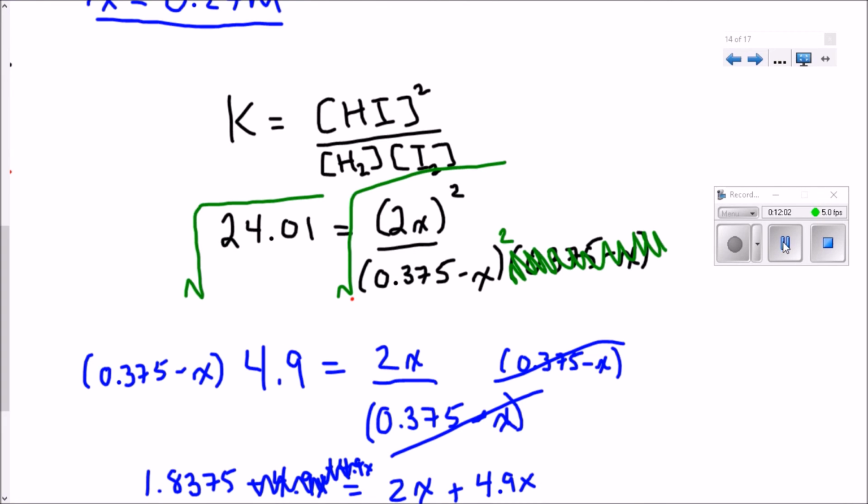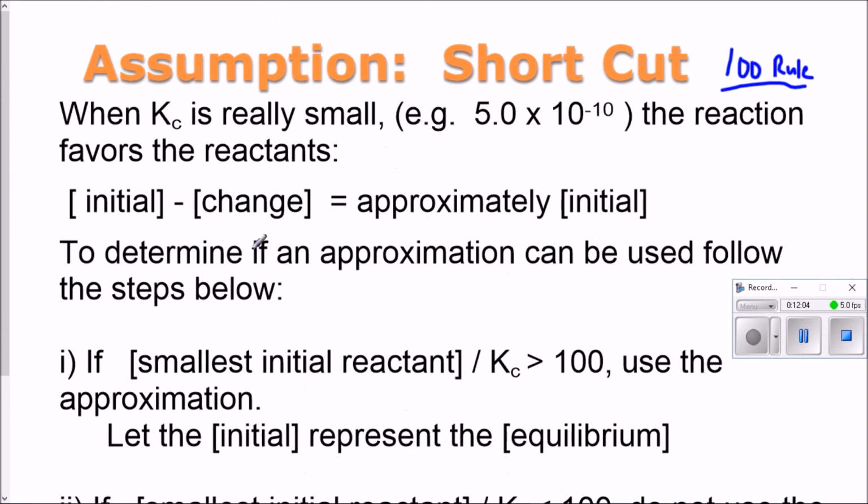Let's just quickly take a look at the 100 rule, and you can write something down fast. This is known as the 100 rule, and it happens when K is very small. For example, if K is equal to 5 times 10 to the negative 10, that means it really favors the reactants. So if this was our initial reactant concentration, 1.1 mole per liter, and then you subtract a certain amount, x, from that, so this is initial, this is the change, and at equilibrium, we can just say that x is so small that it's equal to just 0.1. Like our change was so imperceptibly small that it doesn't even make a difference.